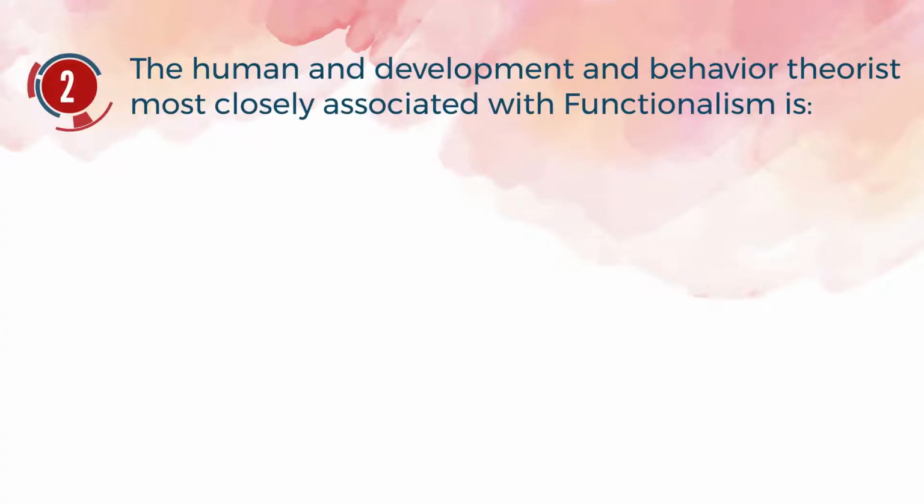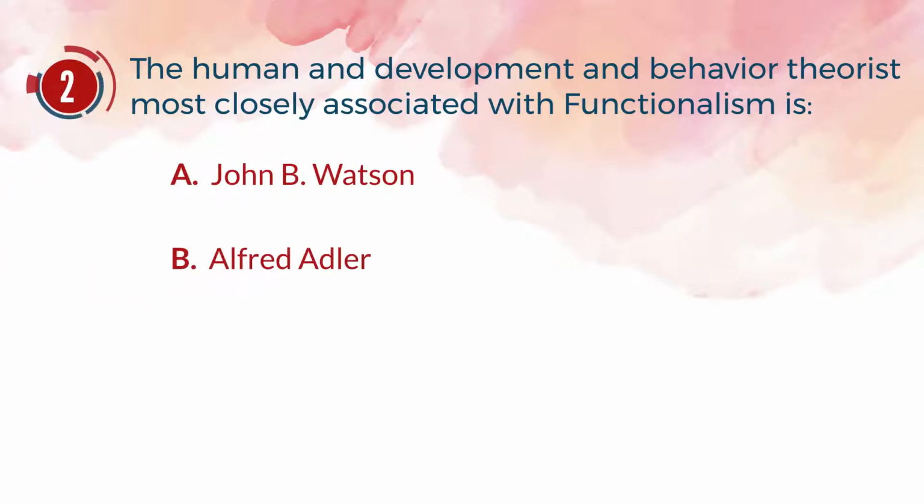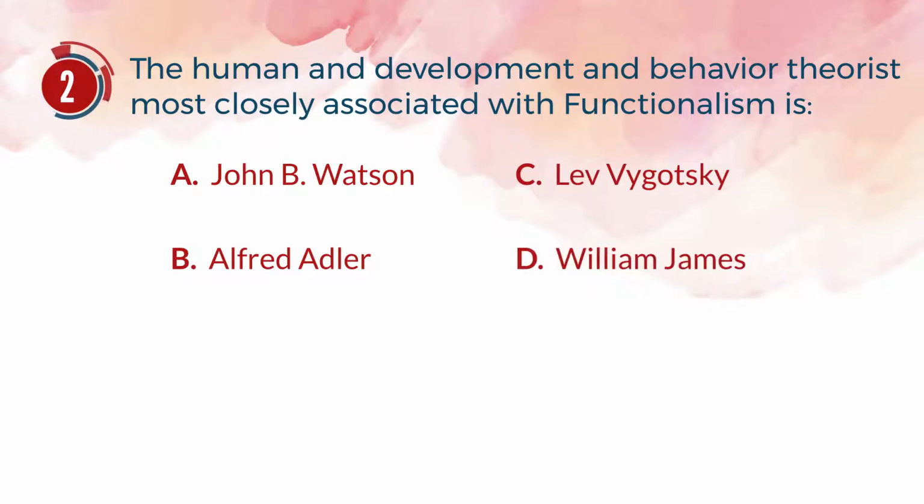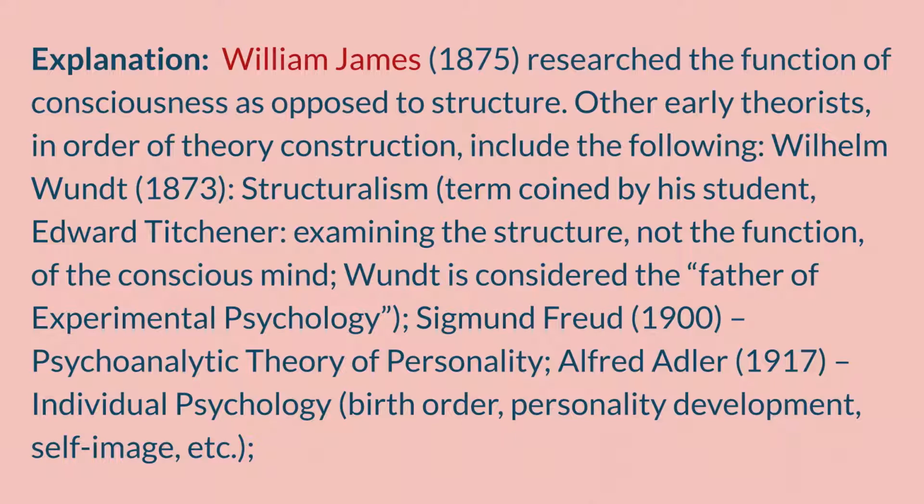Number 2. The human development and behavior theorist most closely associated with functionalism is A. John B. Watson. B. Alfred Adler. C. Lev Vygotsky. D. William James. The answer is D. William James. Explanation. William James, 1875, researched the function of consciousness as opposed to structure.